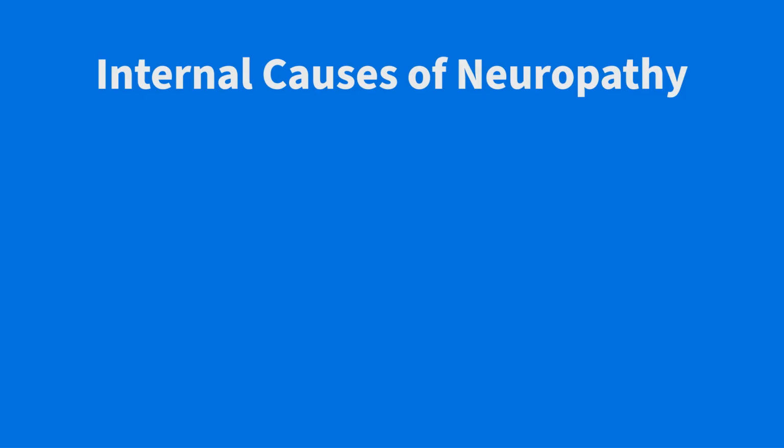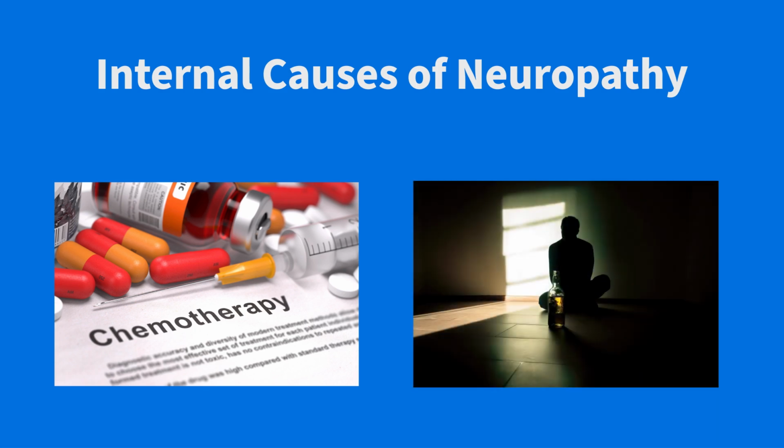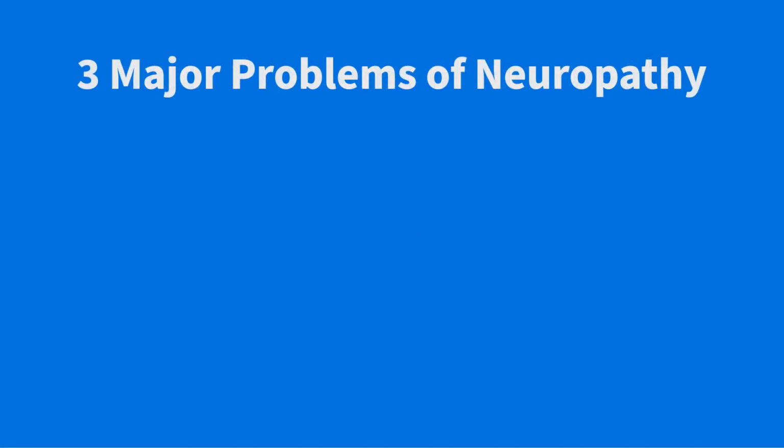Neuropathy can also be caused by internal factors. Chemotherapy is the easiest example of this. It does a great job of killing cancer cells, but it doesn't differentiate healthy and sick cells. Chronic alcohol abuse is another example. Regardless of how neuropathy develops, 3 major problems occur.